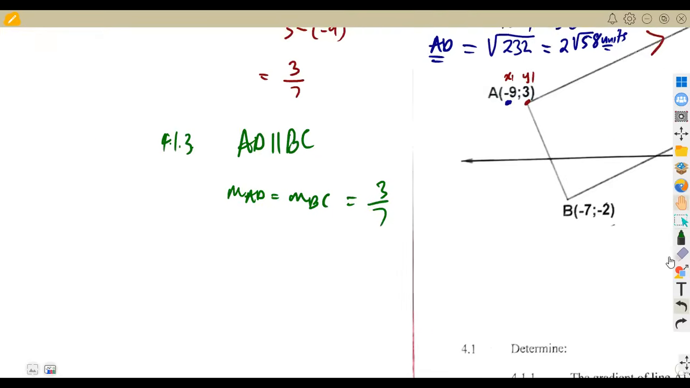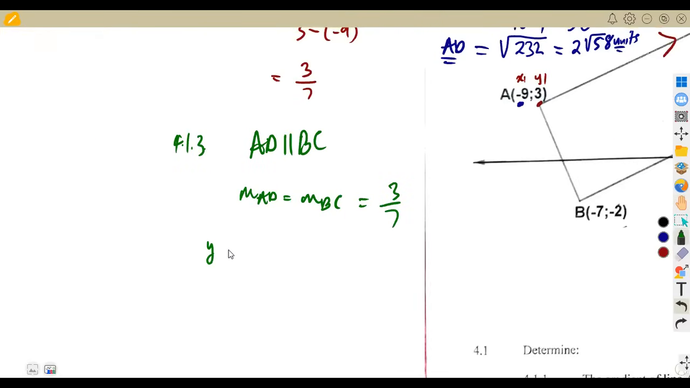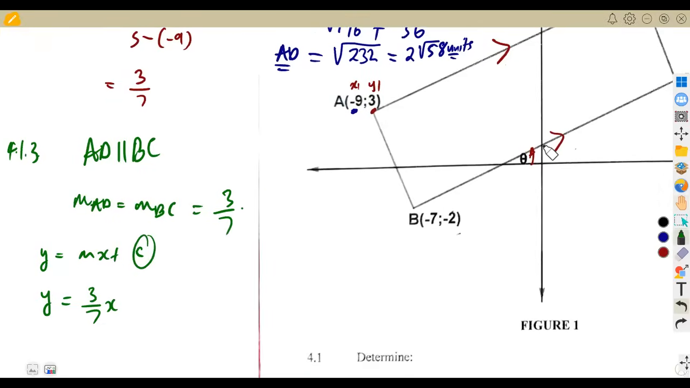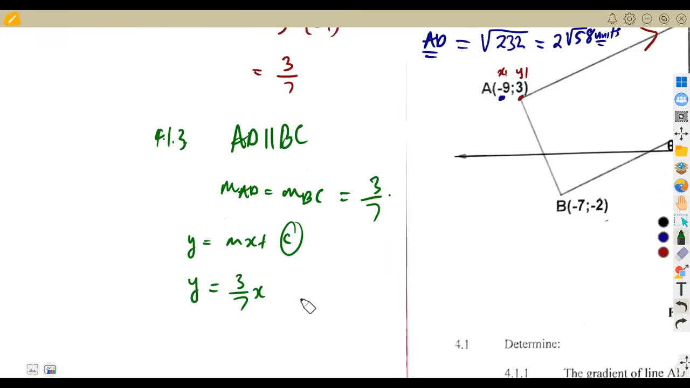So we're just going to substitute here. We have y is equal to mx plus c. That's y is equal to m, which is the gradient. We said it is the same, so it's 3 over 7x, c being the y-intercept. We do not have the y-intercept here. The line passes here, but we do not have this point. So we're just going to write it as c. If we had a value there at the y-intercept, we would substitute that value, but this time we have to calculate that value.